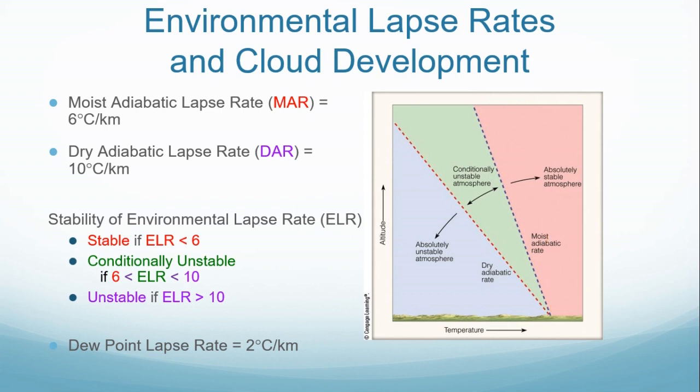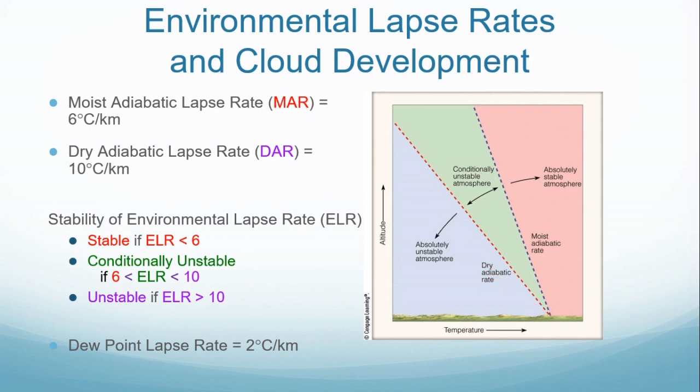On the other hand, if you have an environmental lapse rate that is greater than 10 degrees Celsius per kilometer, then it's going to cool more rapidly than any parcel would. So the parcel would remain warmer than the atmosphere. The parcel, being more buoyant, will then continue to rise. You are in an unstable atmosphere.